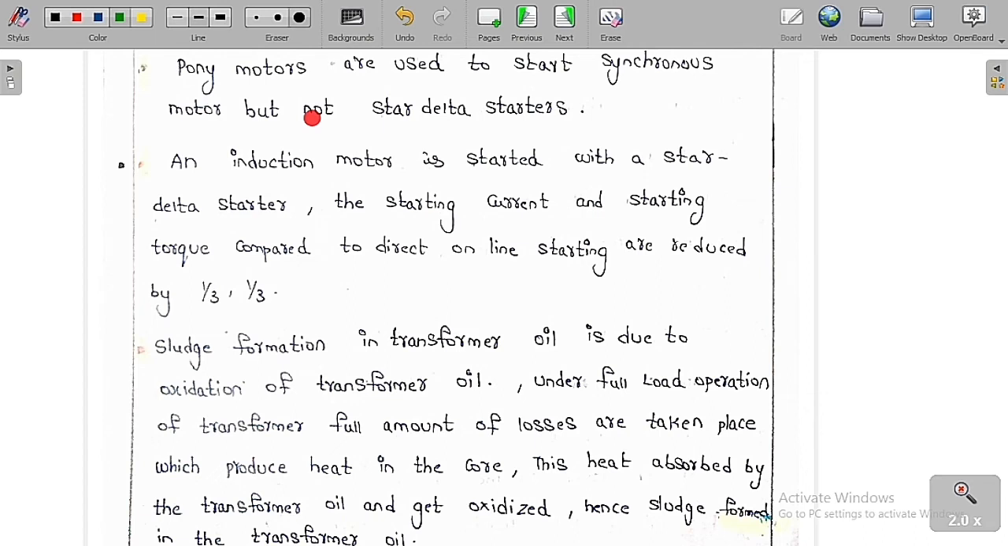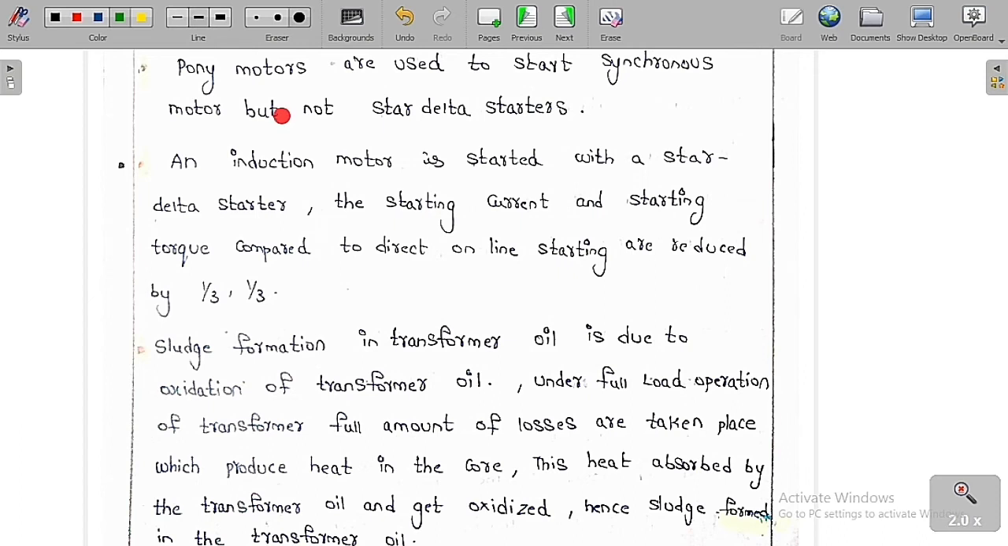These things I have already told you. It is going to give an initial push of rotation. Whenever you give an initial push and then give the AC supply to the synchronous motor, it is going to act like an induction motor initially, and later it is going to act like a synchronous motor. So pony motors are also called auxiliary motors. They give an initial start for these synchronous motors, because these are not self-starting, so we have to give some initial push.